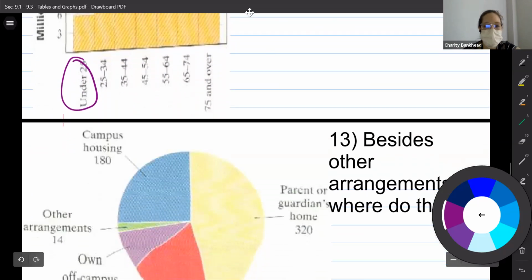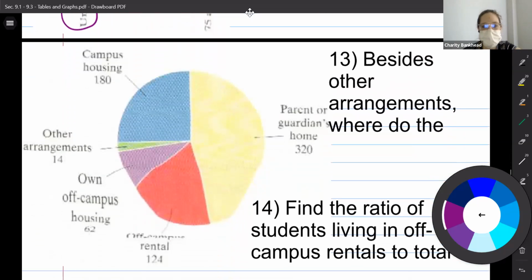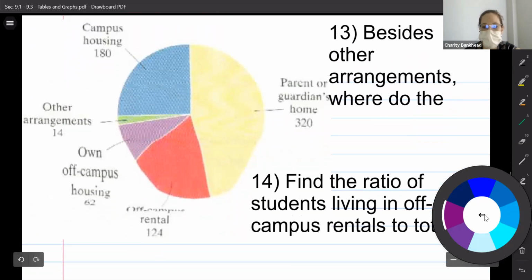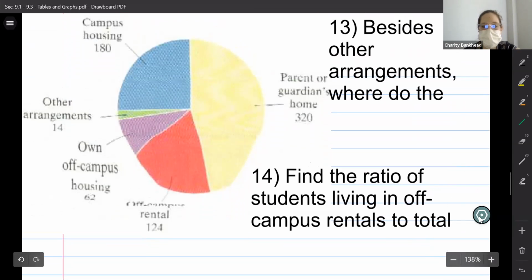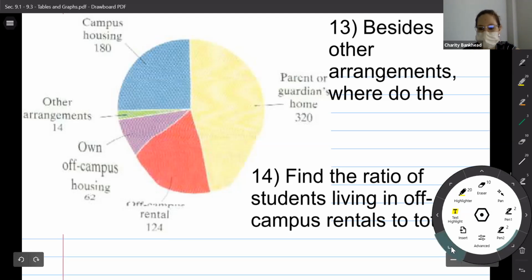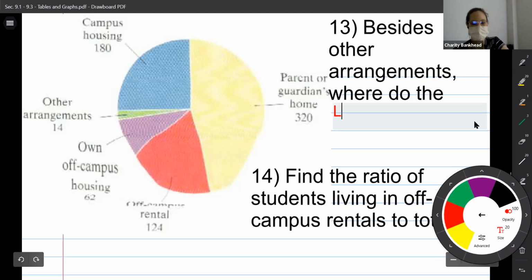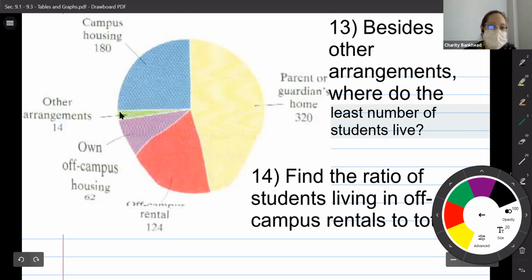All right, and then here we have a pie chart, or they might call it a circle graph, which looks like it's melting off the page. And of course some of my text has disappeared, so that's nice. Let's see here. Besides other arrangements, where it's supposed to say where do the least number of students live? Okay, so other arrangements is the little green thing. So the smallest one besides that would be own off-campus housing.